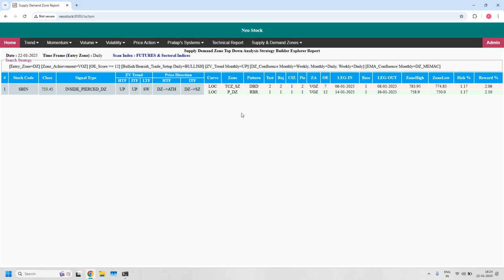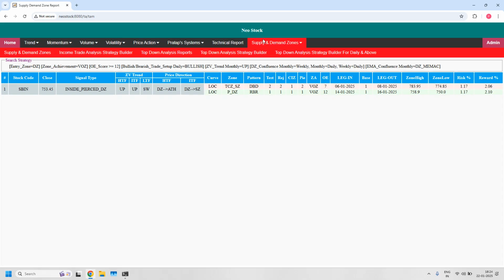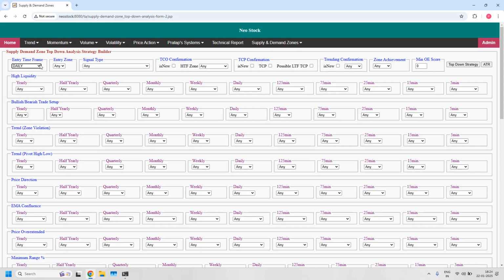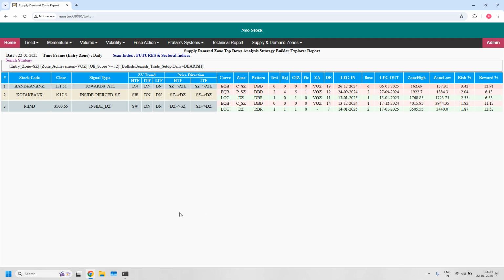let us look for bearish trade setup for monthly income trade. Entry time frame daily, entry zone supply zone. In bullish or bearish trade setup at daily time frame, I am selecting bearish. Zone achievement is violated opposing zone. Minimum odd enhanced score 12. Both the filters are applied to daily supply zone. Now we got 3 stocks. And these 3 stocks are supporting bearish trade setup for monthly income trade.